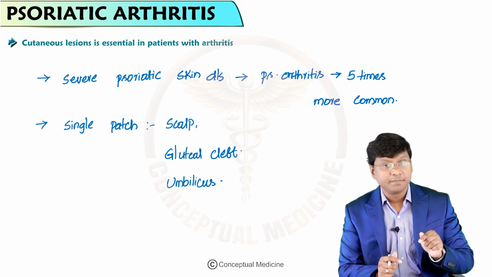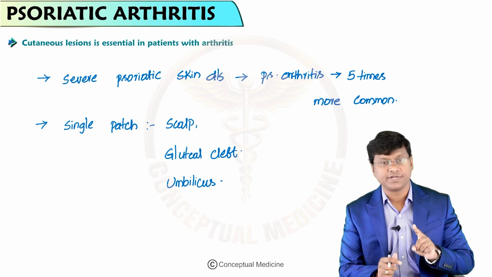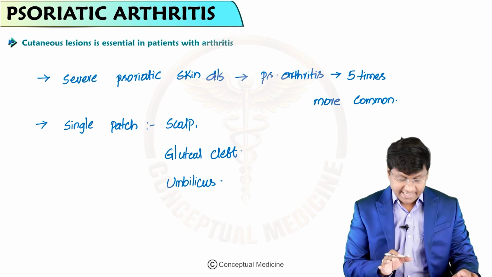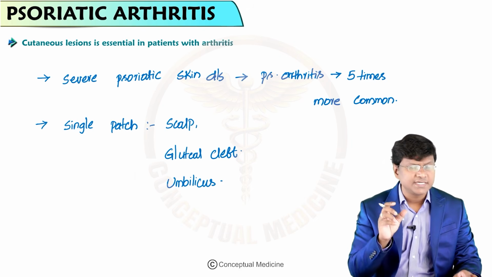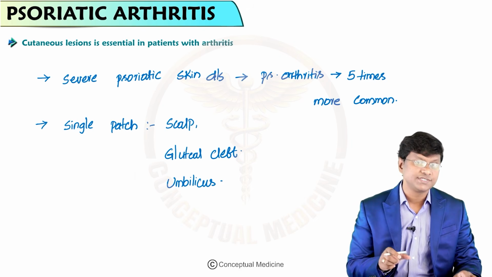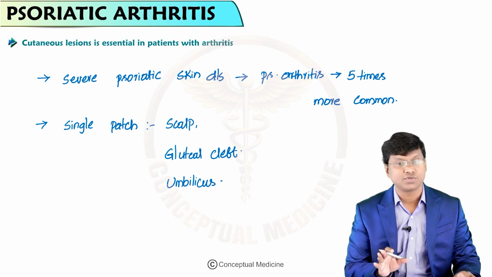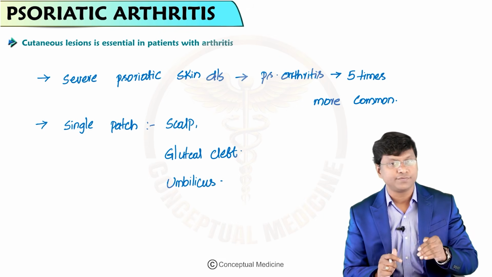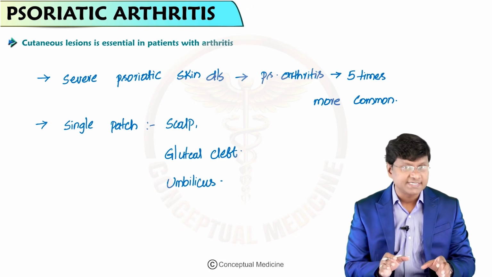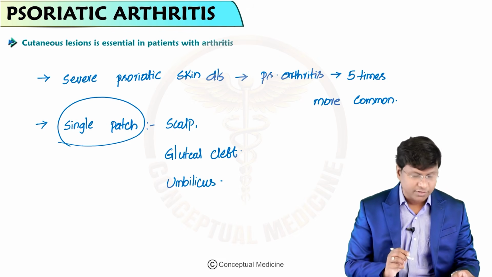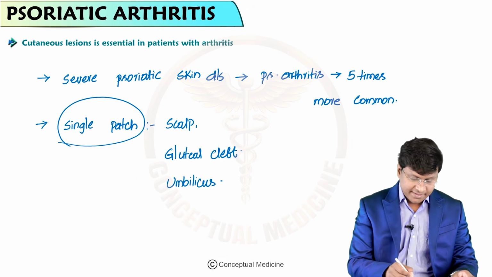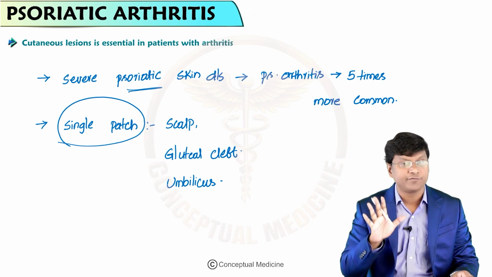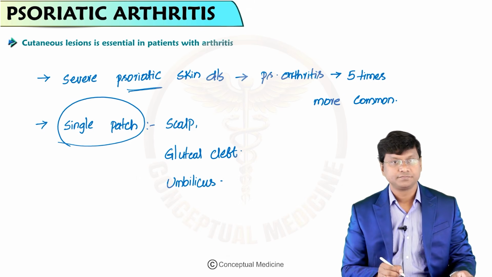Occasionally, however, patients may have a single patch of psoriasis and the individual is unaware of its presence. And that is the reason why a detailed search for the cutaneous lesion is essential in patients with arthritis of new onset. If you are suspecting psoriatic arthritis of new onset, you have to do a detailed search for this particular single patch of skin lesion. And in case of severe psoriatic skin disease, the arthritis is almost 5 times more common, right?